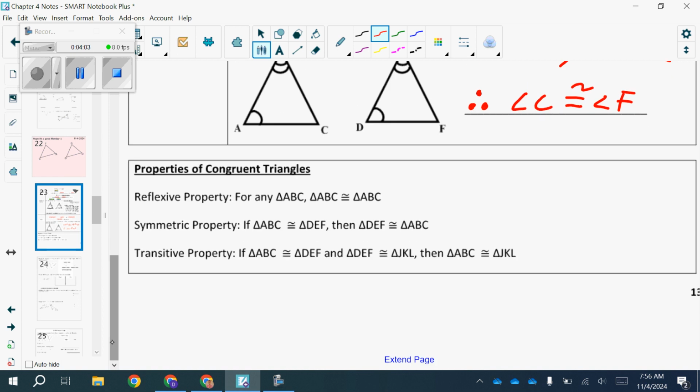So properties of congruent triangles, don't forget your reflexive property, that for any triangle, ABC would be congruent to triangle ABC. Symmetric property. So if triangle ABC is congruent to triangle DEF, then you can flip those around and say triangle DEF is also congruent to triangle ABC. For the transitive property, if triangle ABC is congruent to triangle DEF, and triangle DEF is congruent to triangle JKL, then you can conclude that triangle ABC would be congruent to triangle JKL.